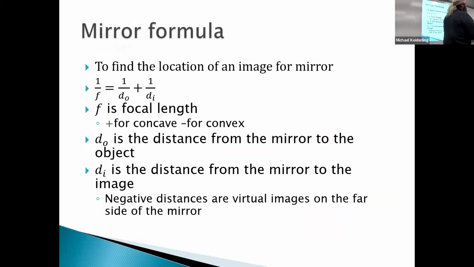So, turns out there's a nice formula for mirrors. 1 over the focal length equals 1 over the distance to the object plus 1 over the distance to the image. Focal length is positive for concave mirrors, negative for convex mirrors. DO is the distance from the mirror to the object, and DI is the distance from the mirror to the image.